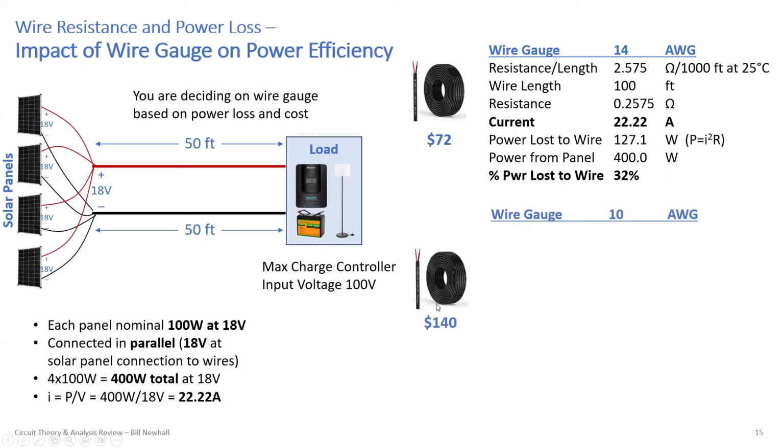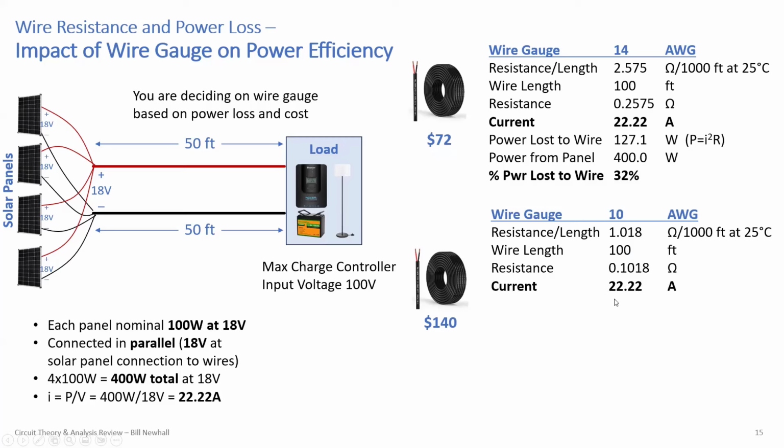So let's suppose you browse around some more online and you find this $140 wire, which is 10 gauge, right? It's almost twice the price. And here's the resistance per length of that 10 gauge wire. And so you still have 100 feet, and the resistance then of that wire is 0.1 ohms. Well, that's less. That's good, right? Instead of a quarter ohm, you're a tenth of an ohm.